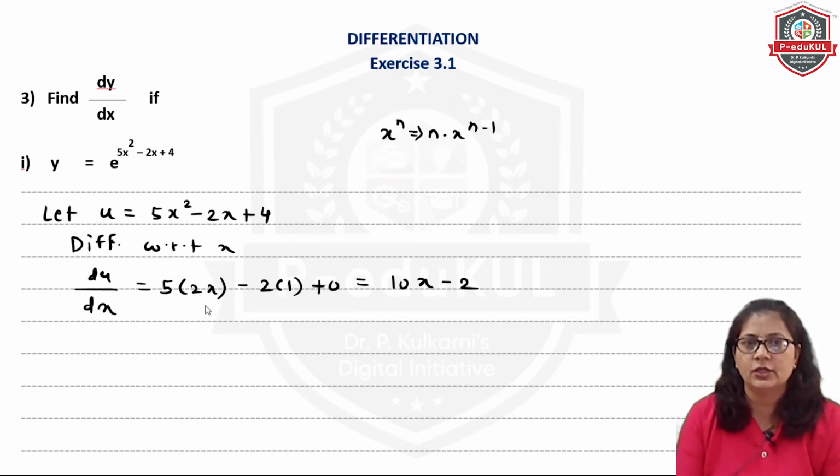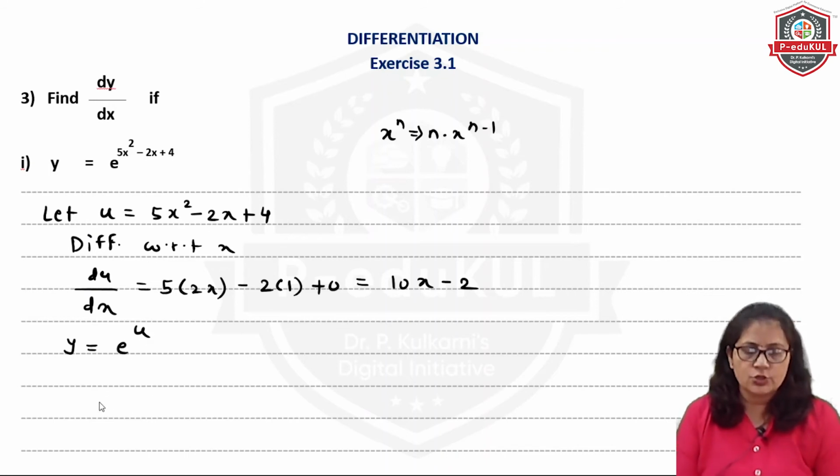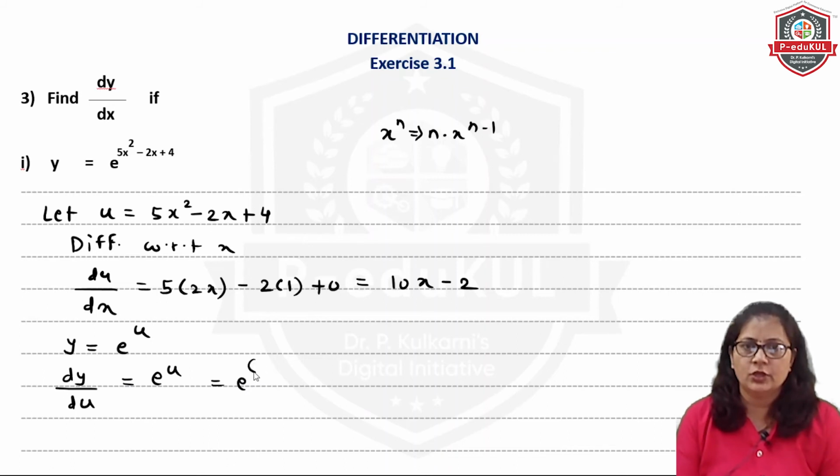Fine. So that is how this is. X square का होगा इधर 2x. X का derivative 1. That's why this has come. Now my function will be y is equal to e raised to u, right? And e raised to u का derivative क्या है? E raised to u ही है. तो dy by du is equal to e raised to u only. And then I will put here the value of u as 5x square minus 2x plus 4.